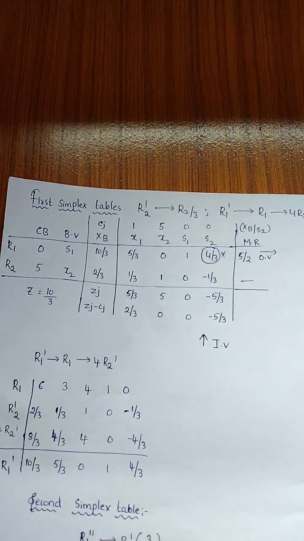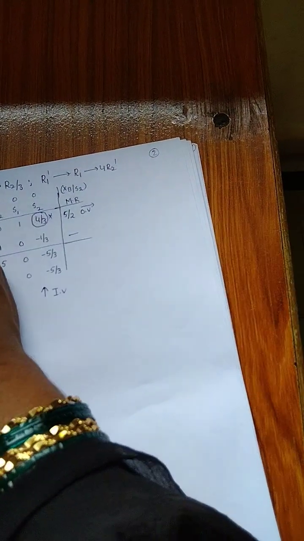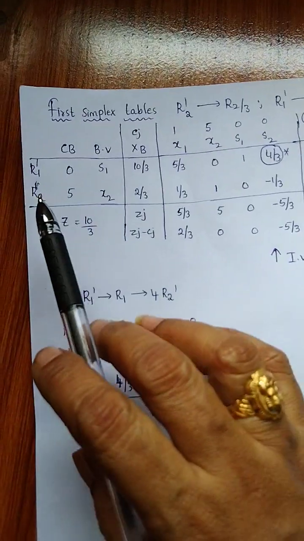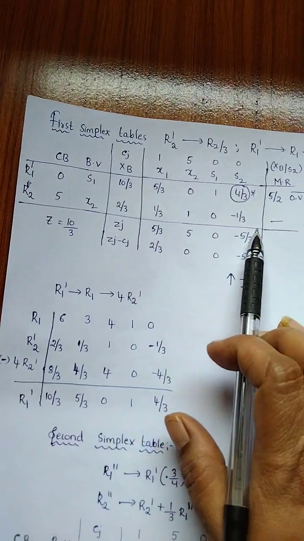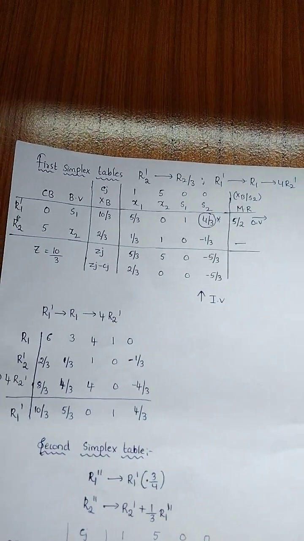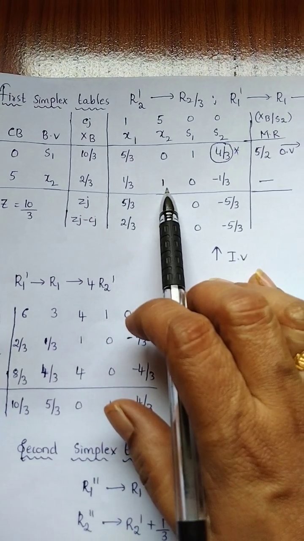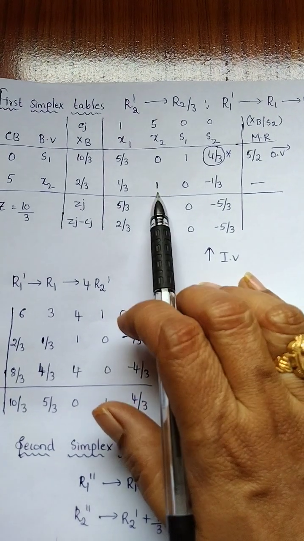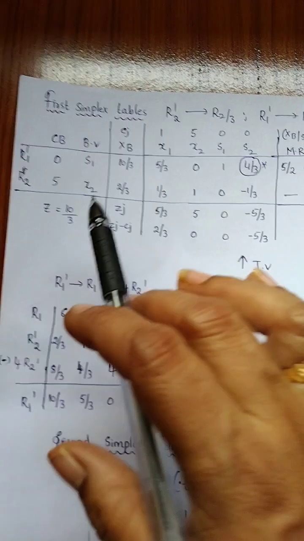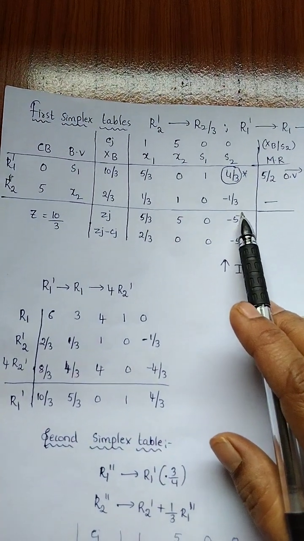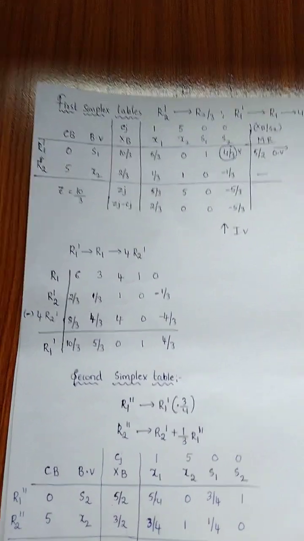So this is your new row R2 dash. The second row you are going to divide completely by 3. What is the old row? You have 2 here. So 2 by 3. Here 3 is there, so 3 by 3, that is 1. 0 by 3 is 0. Here it is minus 1, so minus 1 by 3. So this is your new row. You have to use this new row to make this value 0. I have written that row operation here.